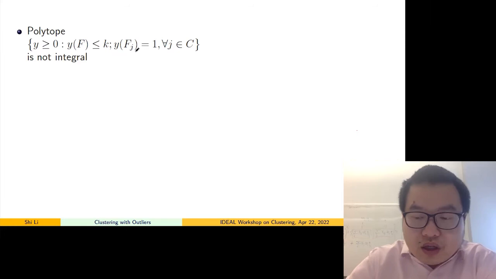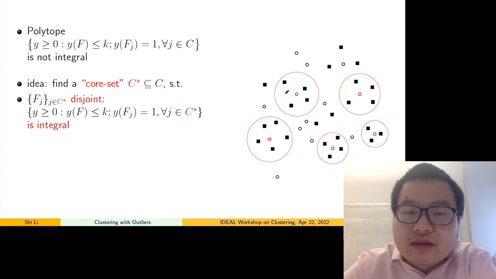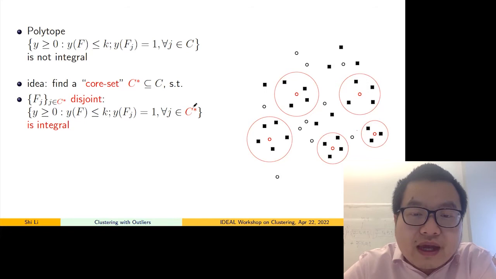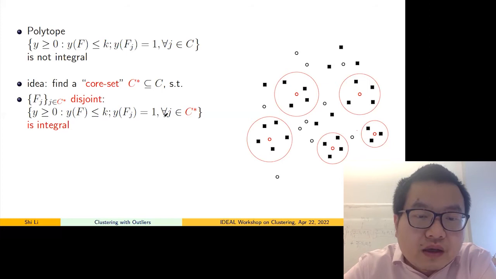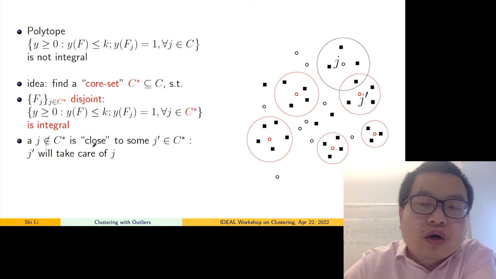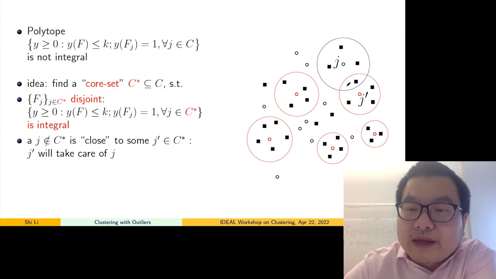Our idea is to construct a core set C star of clients satisfying the following two conditions. First, if you only look at the clients in C star, the Fj are disjoint. So Fj over all j in C star are disjoint. If you have this condition, then this polytope, with C replaced by C star, becomes integral. This is just a matroid polytope. The second property is that this core set captures the original set C very well. That means if a client j is not in the core set, then it is close to some client j prime in the core set. By close, we mean the distance is not too big compared to the cost of j in the LP. So if we can do this, then we are done.